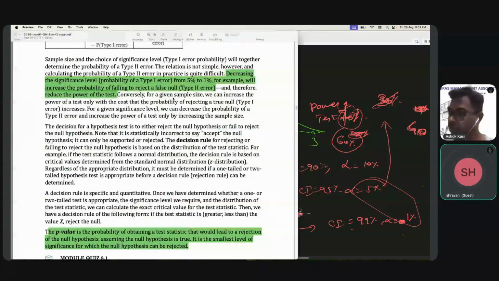So these lines are good. Conversely, for a given sample size, we can increase the power of a test. Power of a test means correctly rejecting, that is, the probability of rejecting the null increases.